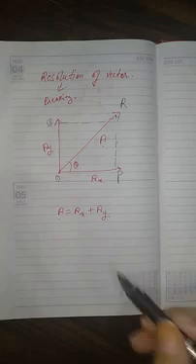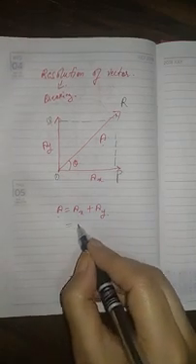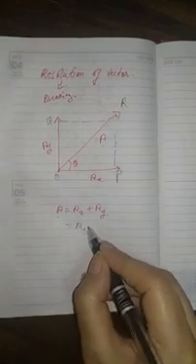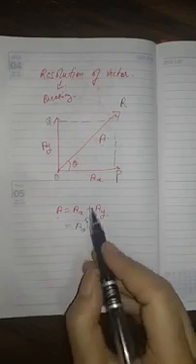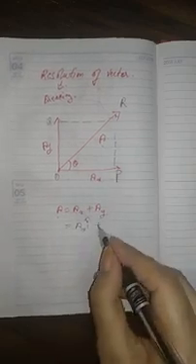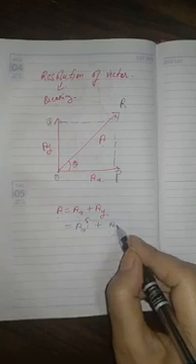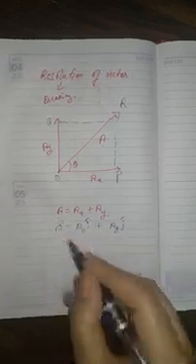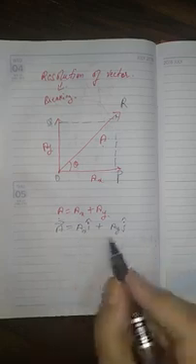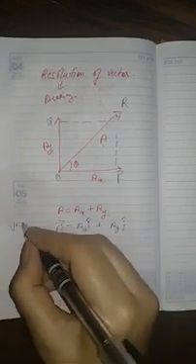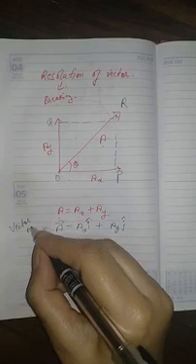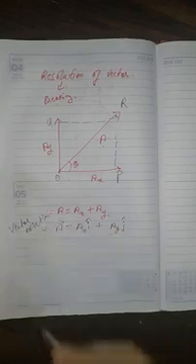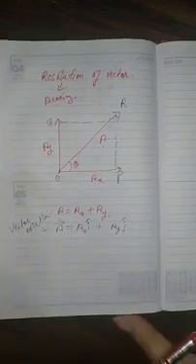In vector notation we can write this as ax i cap, because x is along the i direction or x-axis. This can be written as ay j cap. Ultimately vector A is this. This is the vector notation. Now to find the value of ax and ay.